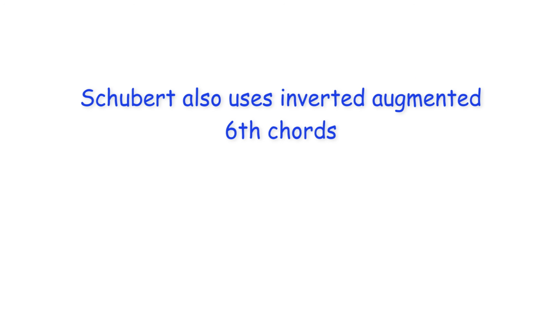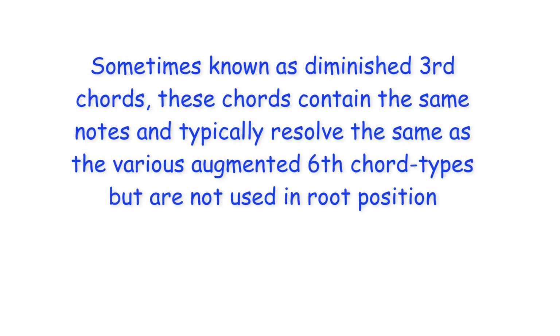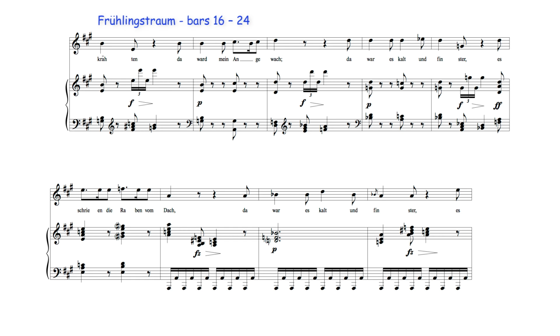Schubert also uses inverted augmented sixth chords. Sometimes known as diminished third chords, these chords contain the same notes and typically resolve the same as the various augmented sixth chord types, but are not used in root position. Here, for example, while the notes of these French sixths resolve as expected, all are inverted. This French sixth resolves to a first inversion E minor triad, this one to a first inversion D minor triad, this one to a first inversion G minor triad, and these two to root position A minor triads.